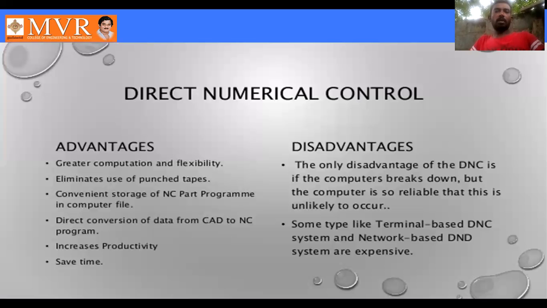Now, what are the advantages and disadvantages of direct numerical control?